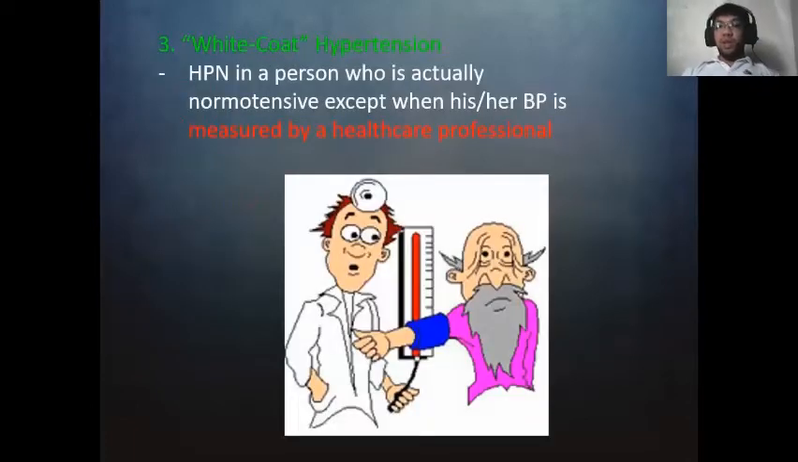The white coat hypertension. This is the type of hypertension where a person who is actually normotensive, so they have a normal blood pressure, but their blood pressure increases when they are measured by a healthcare professional. So they are nervous around healthcare professionals. Some people are like this. This is just psychological.